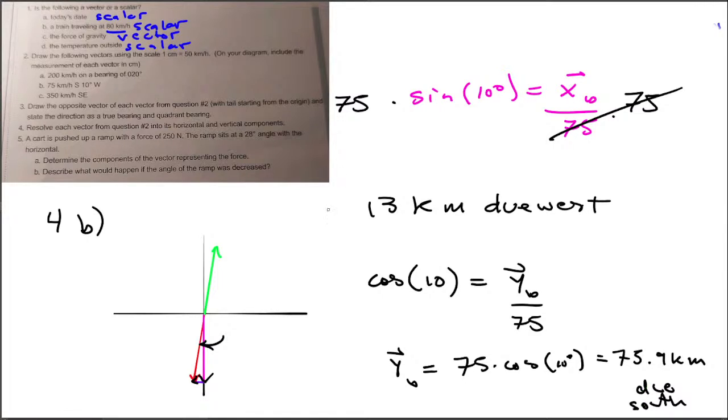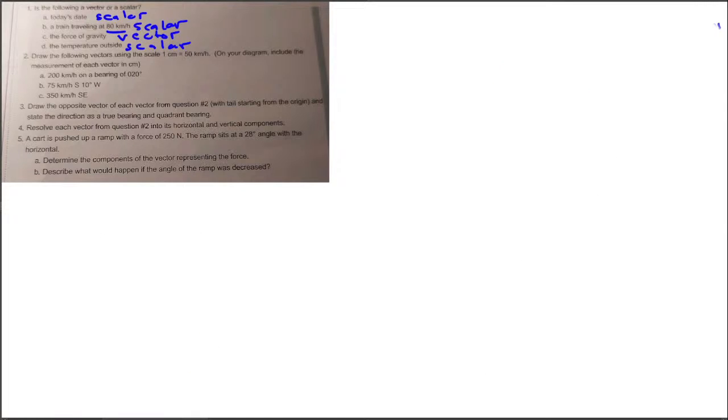Okay, so let's do the last one for 4 real quick. And this is the 350. So I'm just going to sketch this again.